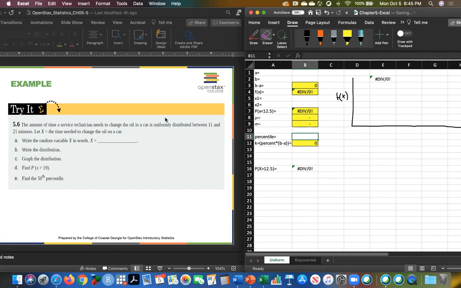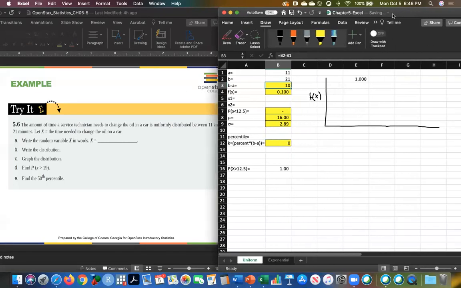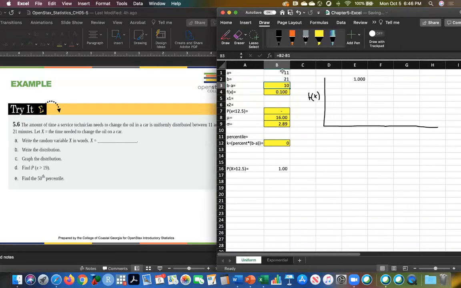So in this case, it says the amount of time a service technician needs to change the oil is uniformly distributed between 11 and 21 minutes. So here we have A, that is 11, and this is 21 minutes, right? So we have the base. In this case, we can do the following. We have 11, which is going to be here. Let's choose an arbitrary point. This is 11 and this is going to be 21. So my uniform distribution is going to be as follows, and that is going to determine my area under the curve, right?